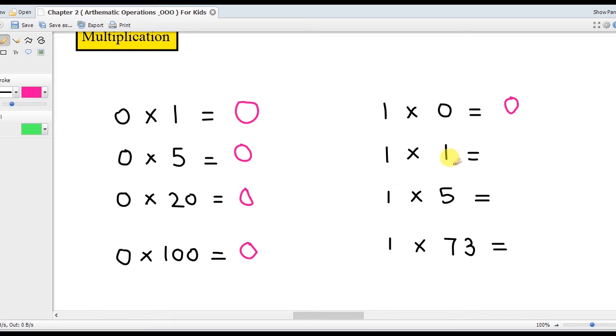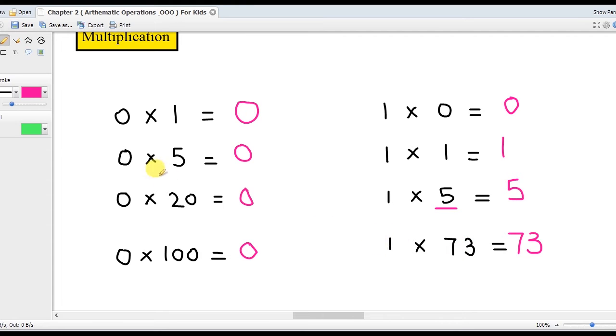Okay, what is 1 times 1? So 1 times 1 is always 1. 1 times 5 is 5. So whenever you multiply any number with 1, you will get that number back. So 1 times 10 is 10, 1 times 20 is 20, 1 times 17 is 17, 1 times 50 is 50, 1 times 73 is 73, right? So whenever we multiply any number with 1, we will get that number.